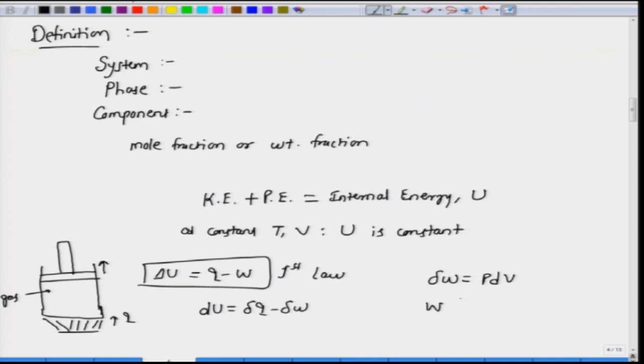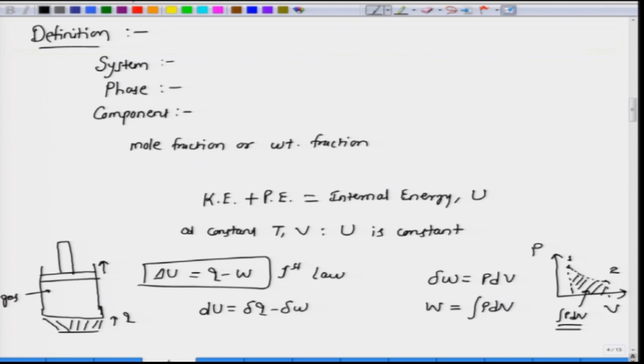So, if you find work done during a process, we have to integrate. If we analyze the process on a PV diagram, if we change the state from 1 to 2 along a certain path, the work done will be given by the area under this curve, integral PdV. And we see if we would have taken a different path, the work done would have been different to cause the same change of state. So, work and heat are path functions, whereas internal energy is a state function. That is another way to state the first law of thermodynamics, that internal energy is a state function.